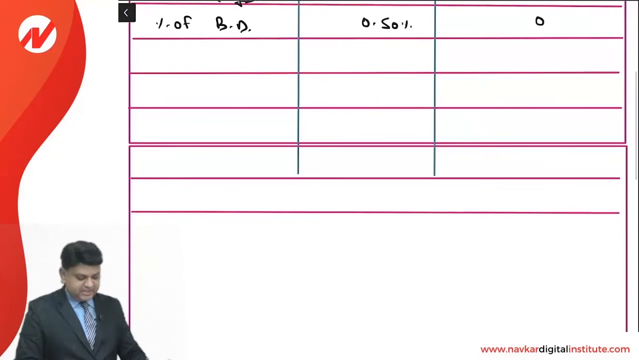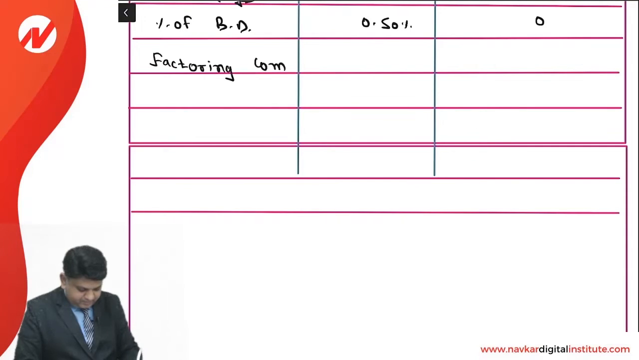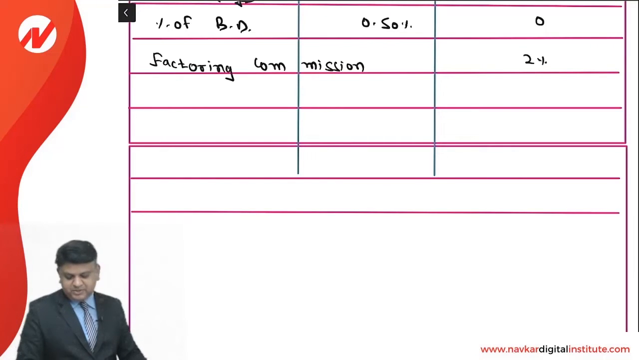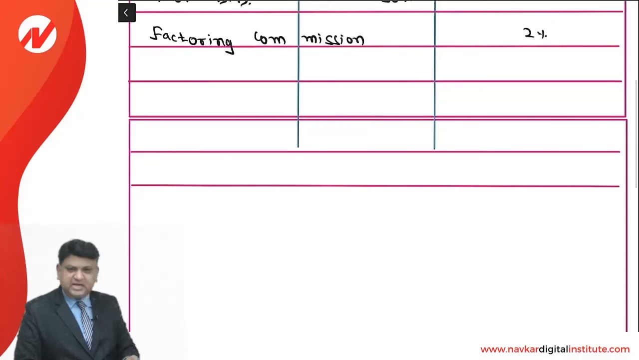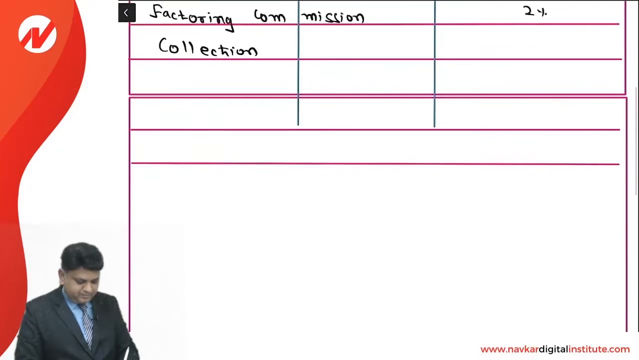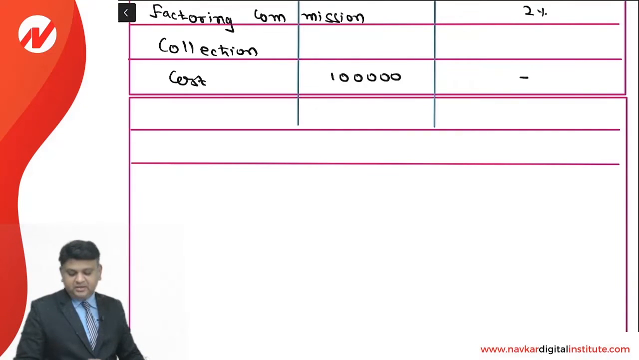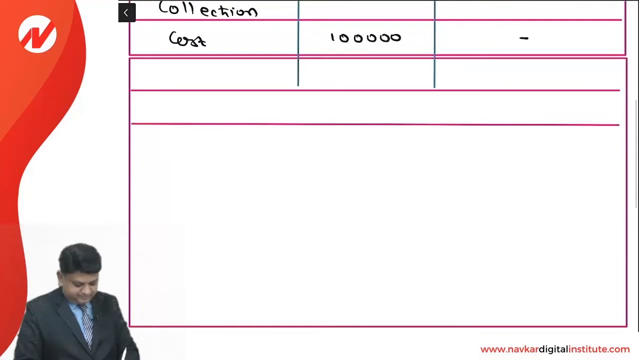Factor will charge commission at the rate of 2%. It means that the factoring commission is given. It is at the rate of 2%. The company spends 1 lakh rupees per annum on administration of the debtors, a kind of collection cost. It is an amount of rupees 1 lakh. Later on it will be 0. Annual credit sales are rupees 90 lakhs.